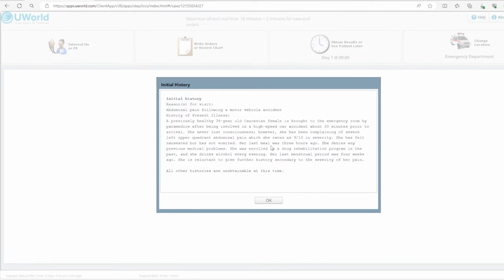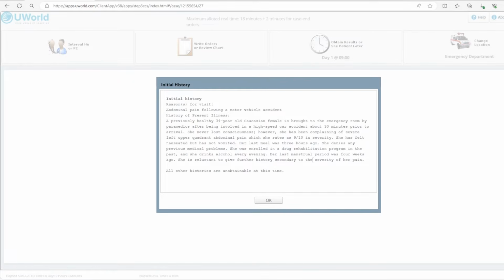Her last meal was 3 hours ago. That's very important for planning surgery. She denies any previous medical problems. She was enrolled in a drug rehabilitation program in the past. She drinks alcohol every evening. That's important for counseling. If the patient is drinking alcohol heavily, we counsel them about alcohol at the end of the case, after we manage all the important things first.